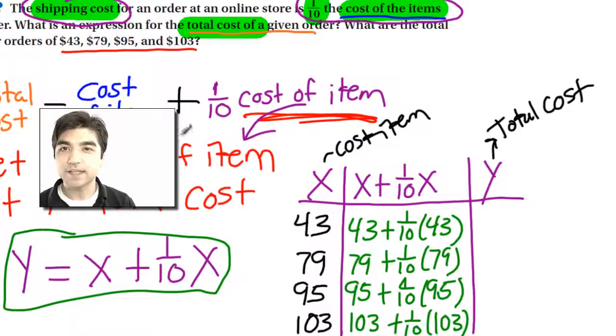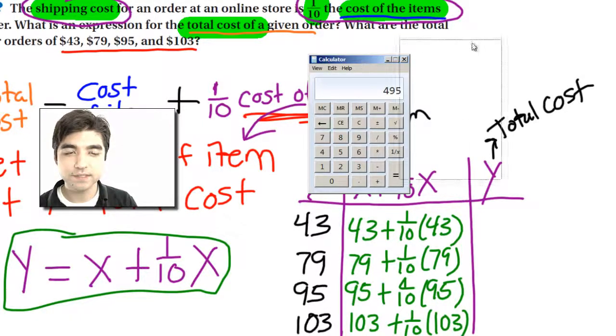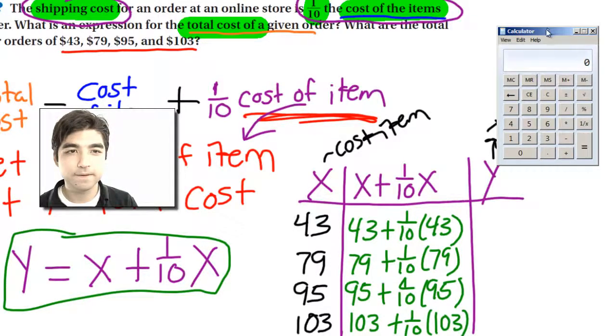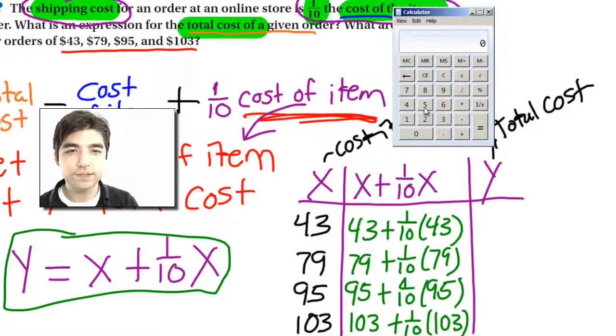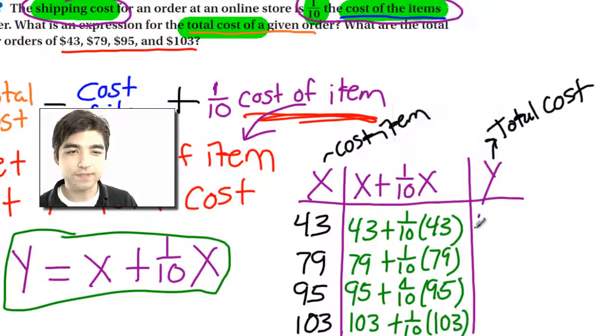But one thing that I can tell you is a little trick: 1/10 of something is just the same as moving the decimal over one spot. Maybe we should just use the calculator, you might get confused. So let's do 43. 1/10 is the same thing as 0.1 times 43 equals 4.3. And then we add that to 43. That equals 47.3.